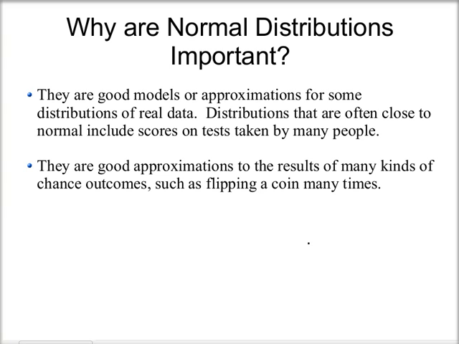Now, why are normal distributions important? Well, they're good for several things. First, they're good models or approximations for some distributions of real data. And distributions that are often close to normal include scores on tests taken by many people, like the SAT or any standardized test. They're also good approximations to the results of many kinds of chance outcomes, such as flipping a coin many times. So if you flipped a coin a bunch of times and kept track of how many times it came up heads or tails, you get a normal distribution.